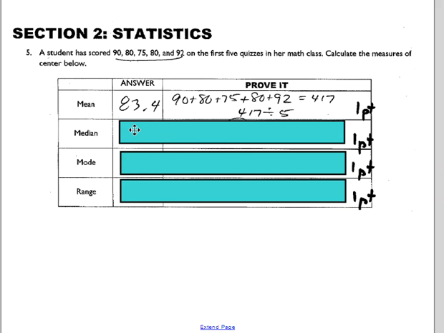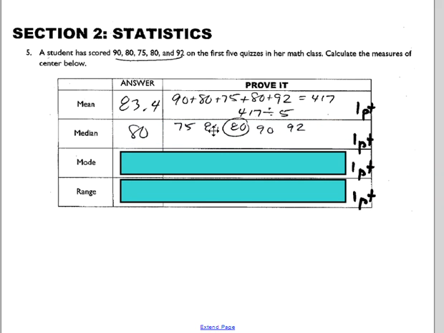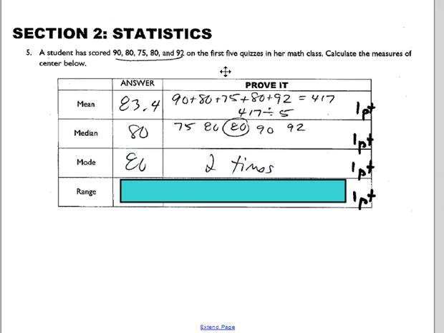The median would be the middle number, but the thing you have to remember is you have to put them in order first. I saw some people forget to put them in order. All right, they were not in order, so you must put them in order and then find the one in the middle. That would have been 80. You have a median of 80. The mode is the most common number. Well, it's also 80 because that happened 2 times.